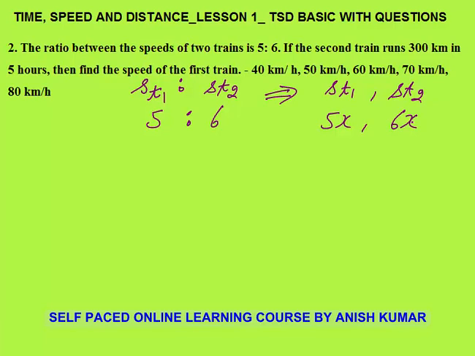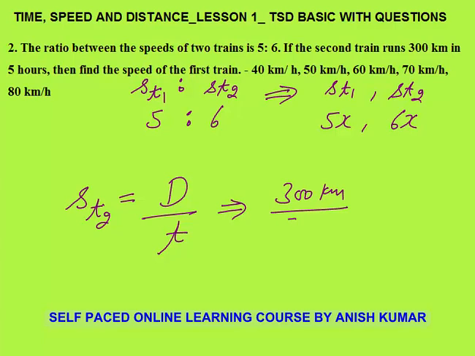From here you can calculate the speed of second train. Speed of second train is distance upon time. Speed is always equal to distance upon time. Distance traveled by second train is 300 km. Time is given to you, 5 hours. This is 60 km per hour. That is the speed of second train.